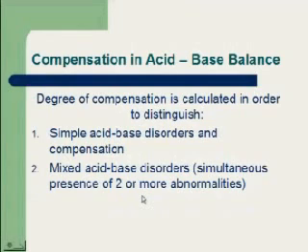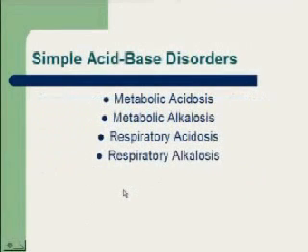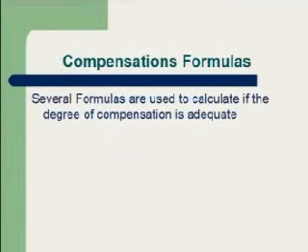Now, in these pH balance extremes, there has to be a degree of compensation. And you do this in order to distinguish whether it's a simple acid-base disorder and compensation is taking place, or whether this is a mixed acid-base disorder, with the simultaneous presence of two or more abnormalities. Simple acid-base disorders include metabolic acidosis and metabolic alkalosis, or respiratory acidosis and respiratory alkalosis.